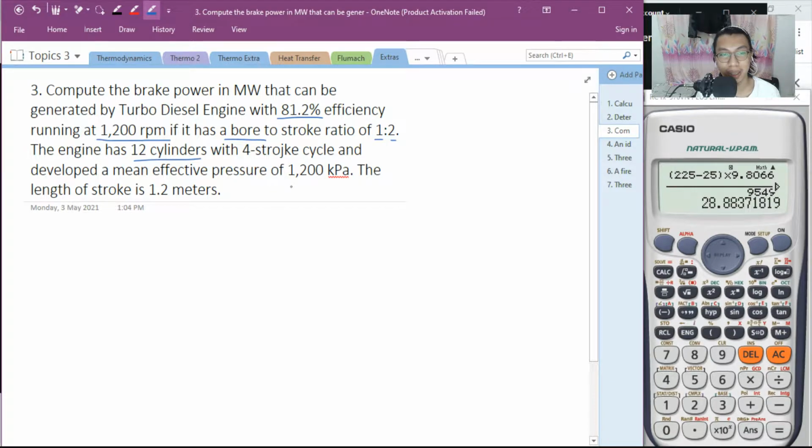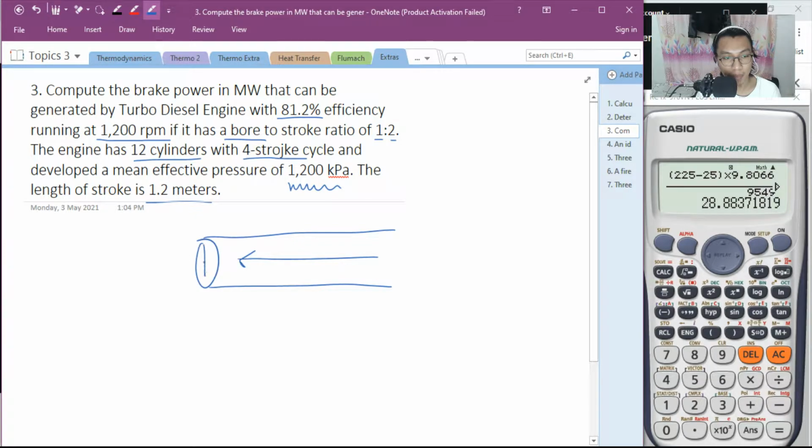Ito yung sinasabi ko sa inyo, binigyan ka ng pressure, ibig sabihin, pwede mo makuha yung brake power. So, 4-stroke siya, and develop mean effective pressure, and then the length of the stroke. So, the length of the stroke, yung bore, ito yon. Yung length ng stroke, ito yon, kung cylinder yan and piston. This is the bore. Diameter ang tinutukoy.